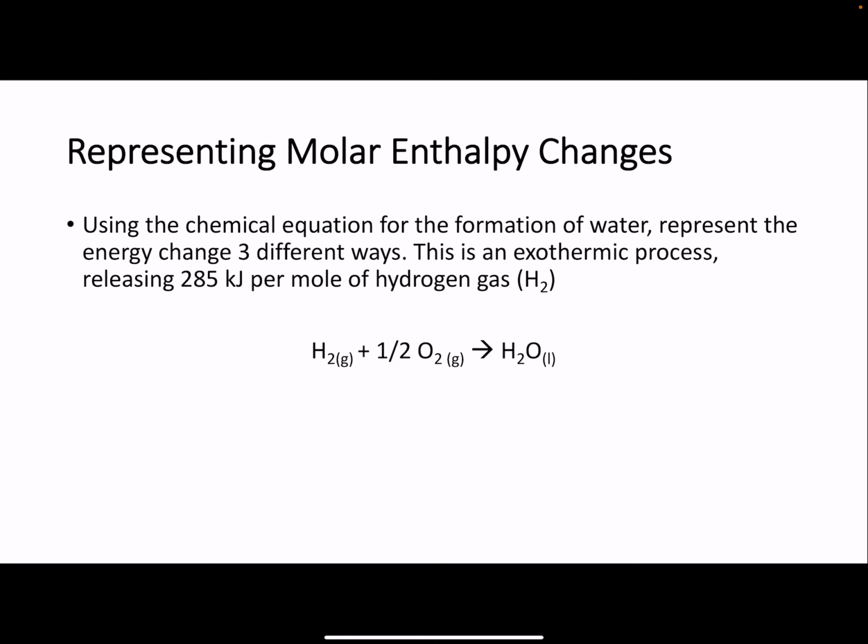Okay, so let's wrap this up just by determining how we are going to get this information. So we're going to look at the formation of water. All right, so hydrogen gas plus oxygen produces liquid water. So we'll do this in three ways. It's an exothermic process, which releases 285 kilojoules per mole of hydrogen gas. And if you look here, there's only 1 mole of hydrogen gas in this reaction. Okay, so let's take a look.